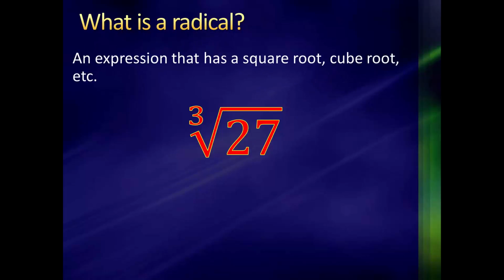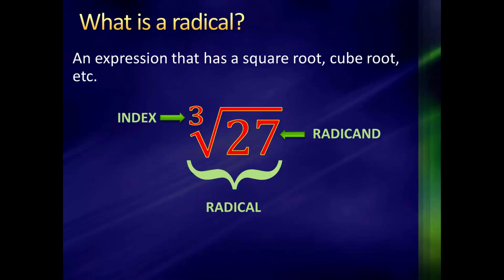When we have a radical, this is an expression that has a square root, a cube root, or some other kind of root. You'll recognize it because first you'll see a number here. That's called the index. If there is no index, then it's an implied 2. You'll also see something called the radicand. The radicand is the number underneath the radical symbol. And the radical is that number. It's what we refer to as, in this case, the cube root of 27.